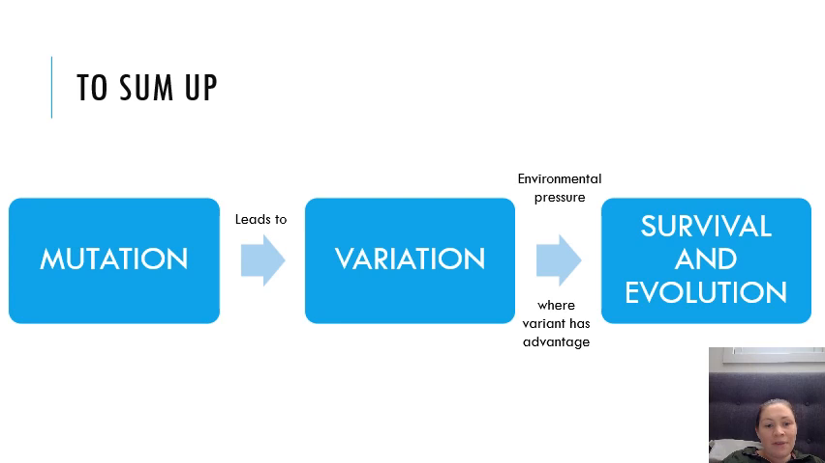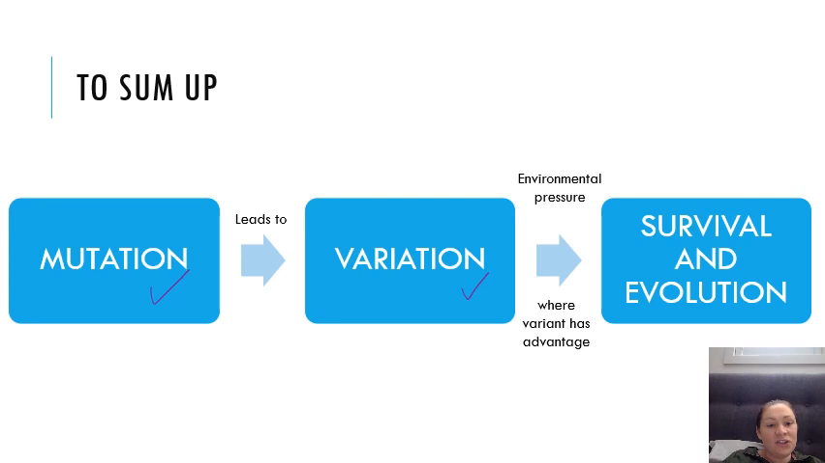To sum up this process of natural selection, it comes about due to the fact that there are mutations in a population. Mutation is important. It leads to variation. Without variation, we wouldn't be able to adapt to selective agents or environmental pressures, and therefore we wouldn't be able to survive and evolve over time.